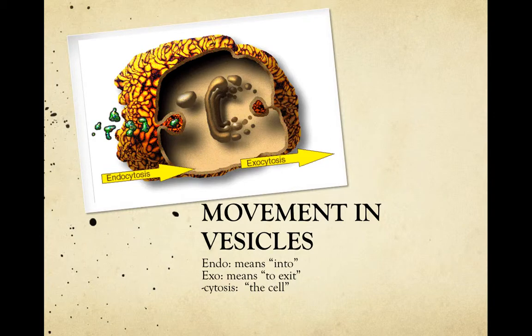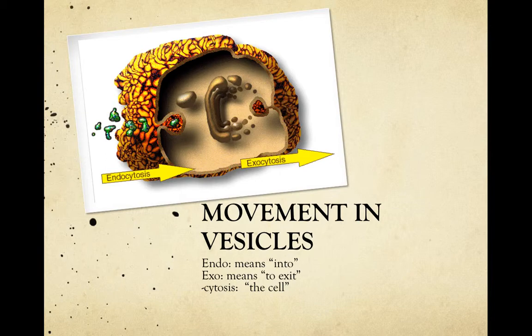Now there's a couple more ways that we need to use energy to get things in and out of the cell, and that's where we're looking at the movement in vesicles. Remember, a vesicle is like a little package of proteins or something that the cell has made, or that we need to get into the cell for the cell to use, and that's going to take some energy.